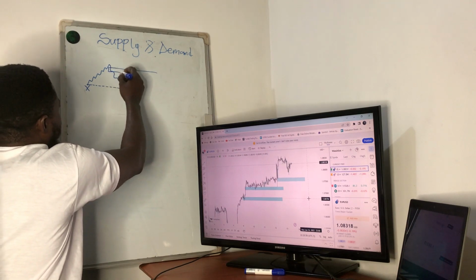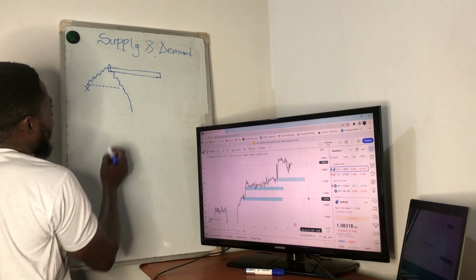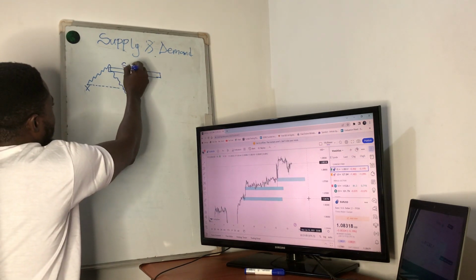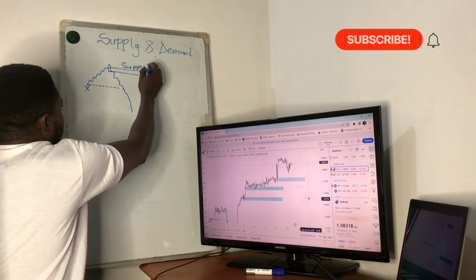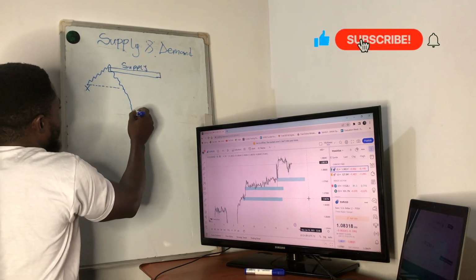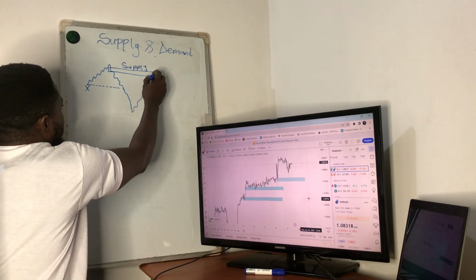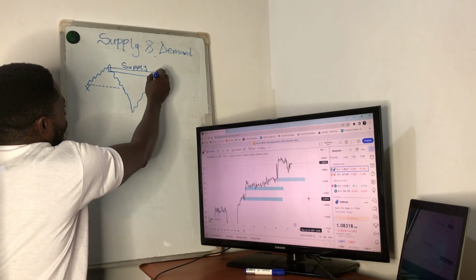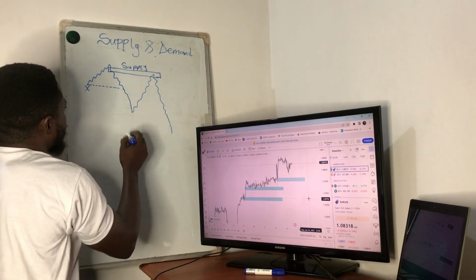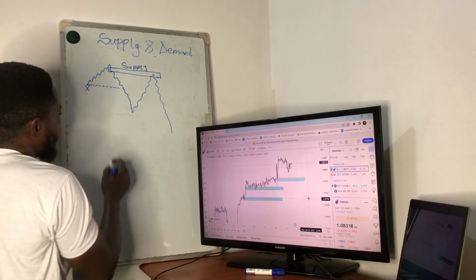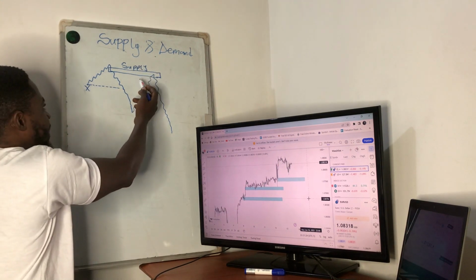classify here as an area of what? Supply. Now classify here as supply, and then hope that price will trade back into the zone in the future before we can short it for profit. And so this is how I look at supply.